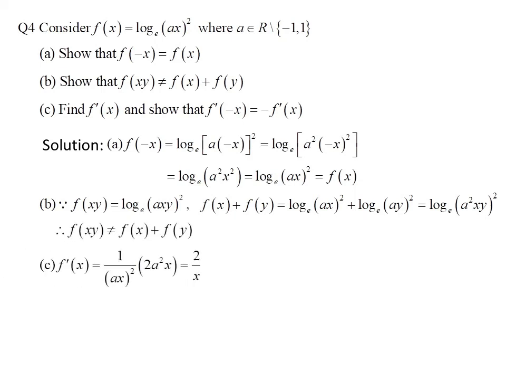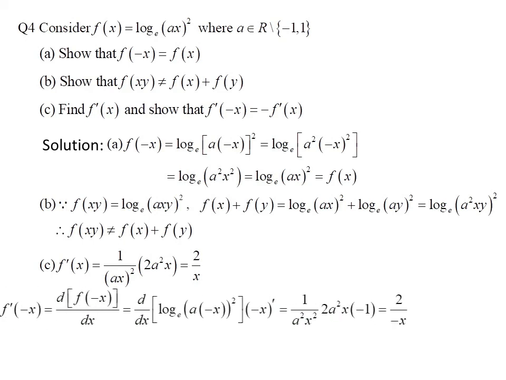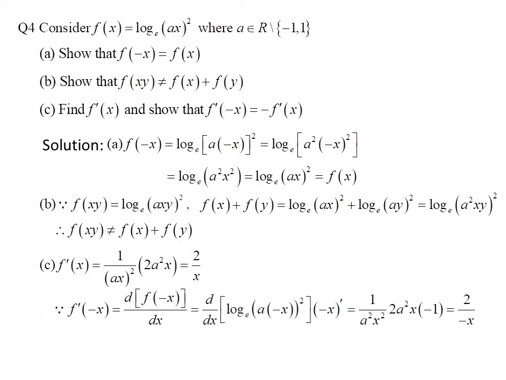Question C. We do the derivative of f(x) first. Then we substitute negative x for x, and then simplify the expression. So in this way, we have proved the derivative of the function is an odd function.